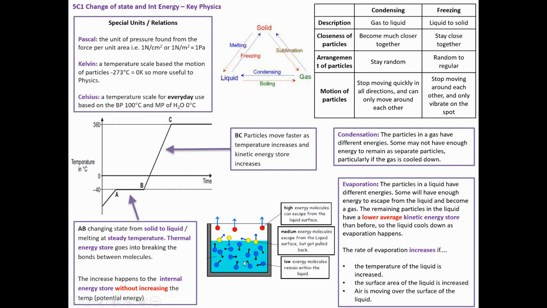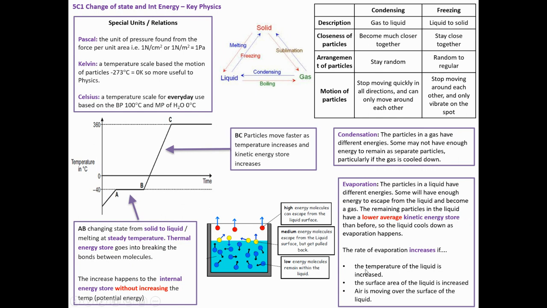Got to be able to talk about condensation and evaporation. Condensation is when the particles don't have enough energy to remain as separate particles, so they coalesce, they condense, they come together. That's if a gas is cooled down. With evaporation, particles in a liquid will always have different energies. Some are fast, some are medium, and some are quite slow. So what happens in evaporation is the really fast particles leave, and they leave what's left with a lower average kinetic energy store. So some of the energy is leaving.